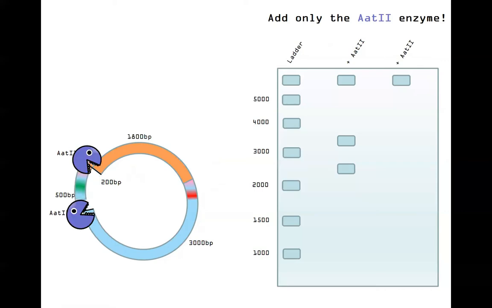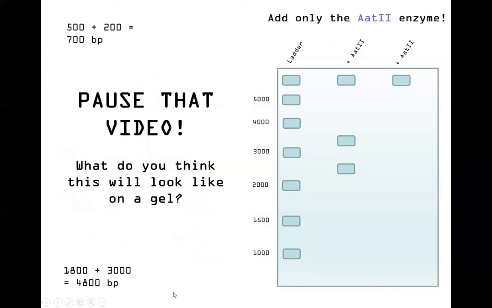Go ahead, open that up, and you can hopefully already see a pretty large difference here in how this is going to work out. So this piece here was 200 base pairs. This piece here was 500. So our 500 plus 200 is 700. And down here, we've got all of this 1,800 stretch plus this 3,000. So that leaves us with 4,800 base pairs. So one more time, pause that video. How do you think this will look on this gel?